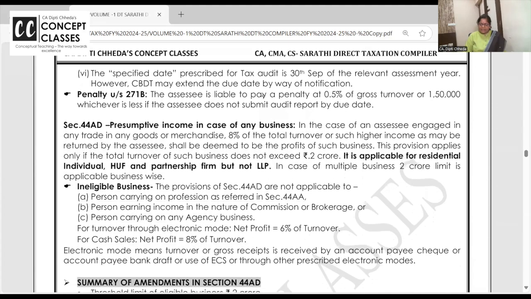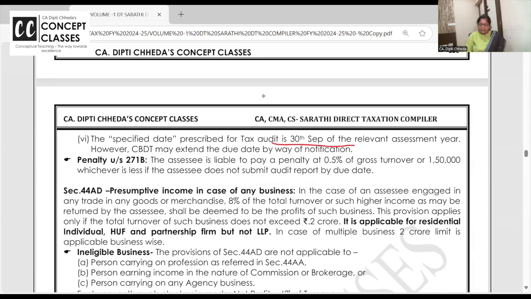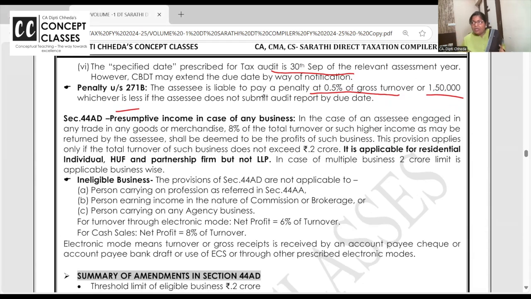All right. An audit report has to be submitted by 30th of September. Otherwise, there's a fine of 0.5% of turnover or 1,50,000, whichever is less. And that is only the penalty; interest and everything else is separate. Now see, what is section 44AA? Maintain the books. What is 44AB? Get it audited.